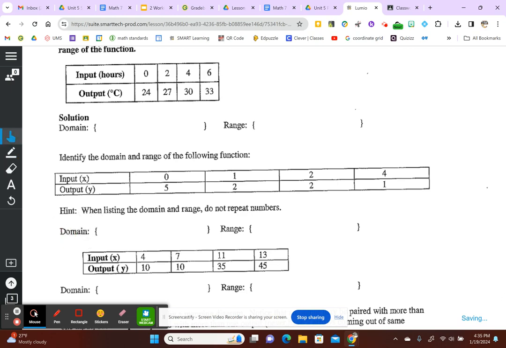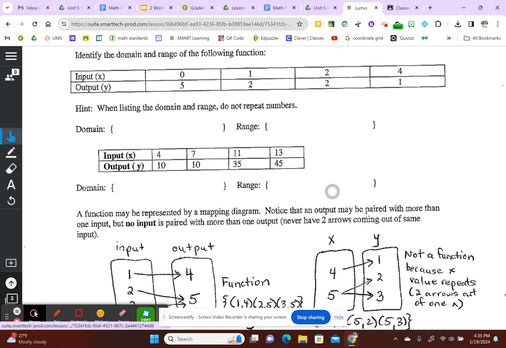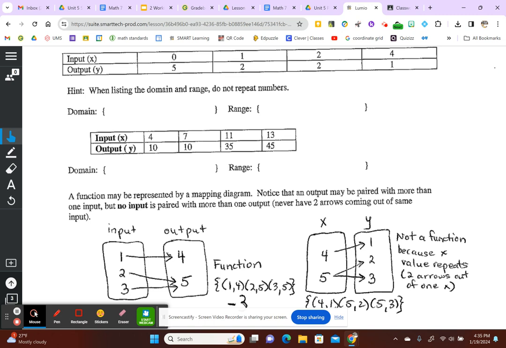Okay, so domain is all X values, range is all Y values. Domain is your input, range is your output. So let's look at the next one. Our input, or X, is 4, 7, 11, 13. Our output, or Y, is 10, 35, 45. Notice I did not repeat numbers.